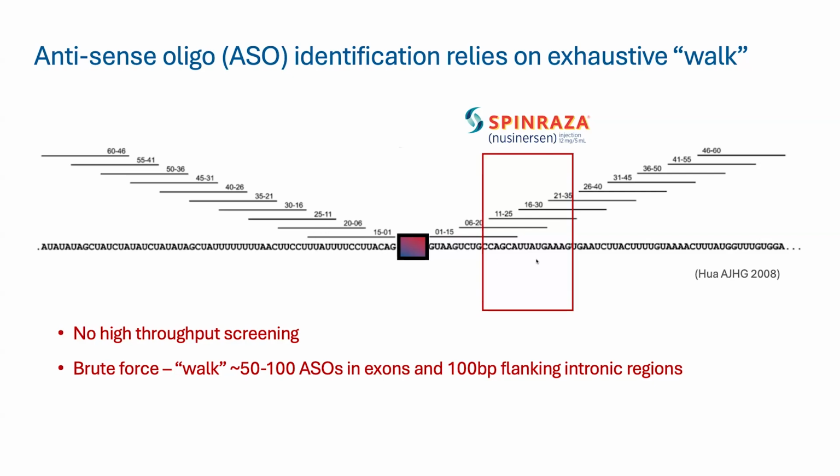Historically, the most effective elements were identified through very exhaustive screening called an ASO walk, which tests many individual ASOs that are tiled through the entire region, including the exon and flanking intronic sequences, as illustrated here in the schematic. So this approach is not high throughput. You need to test many ASOs one by one, and it's very time consuming and very expensive. So the question is how we can speed up the process.